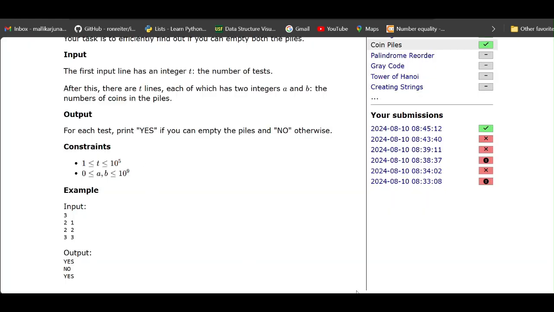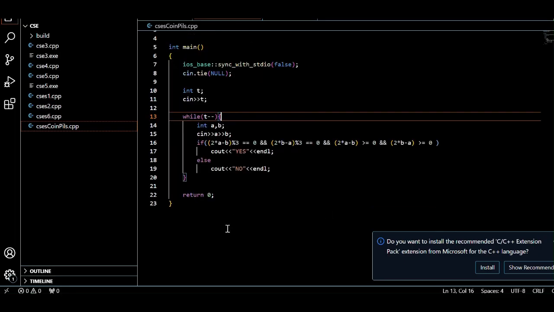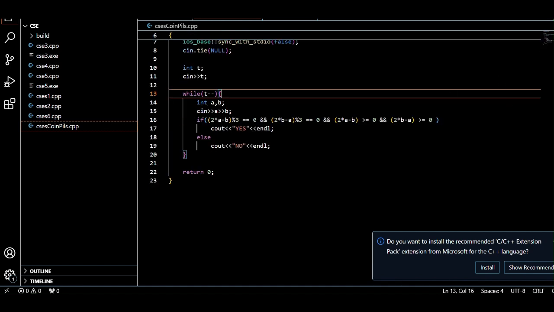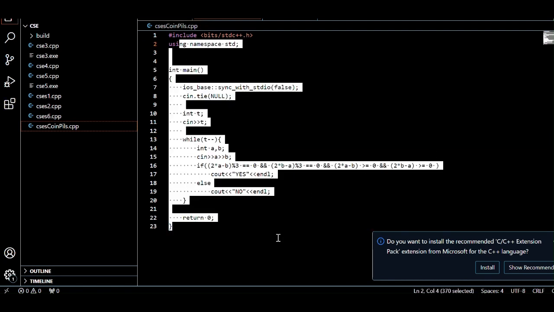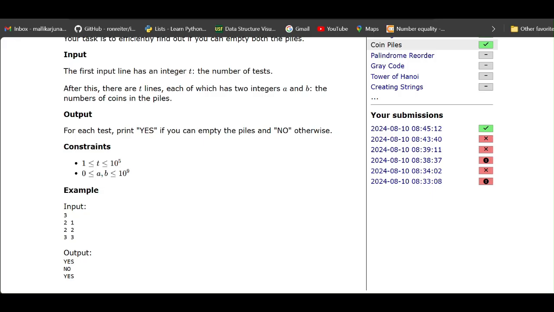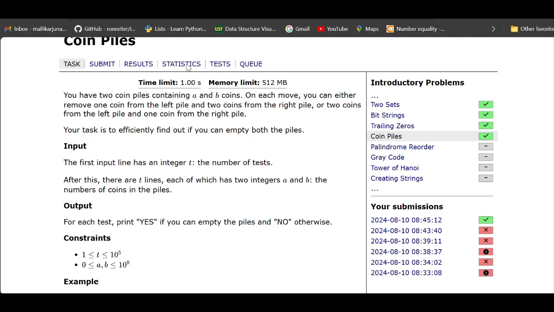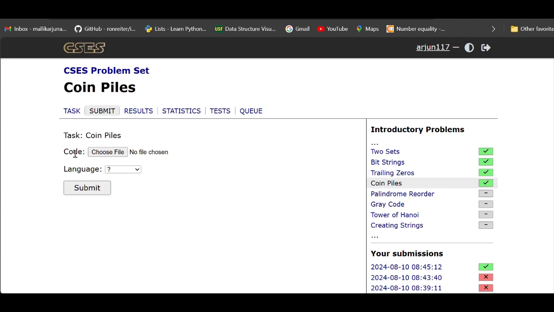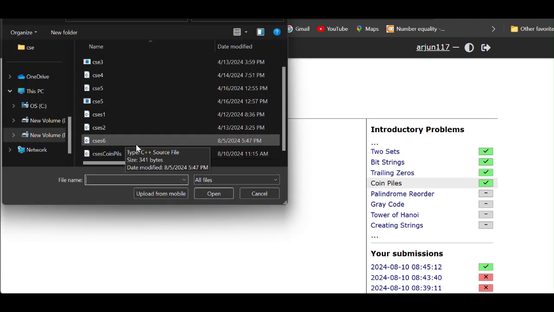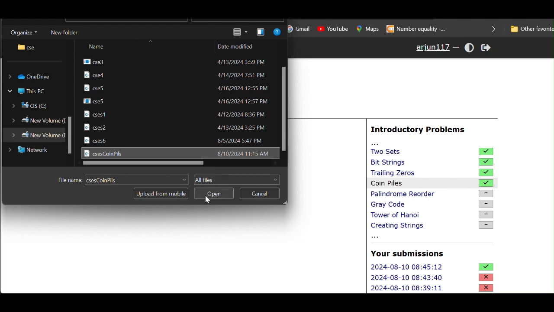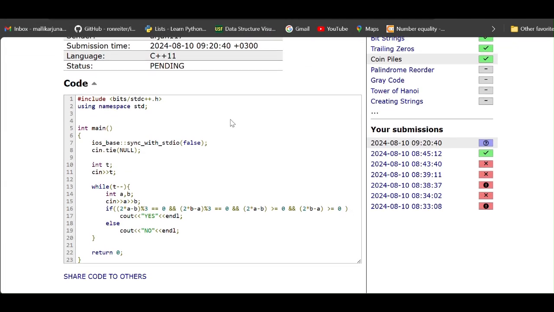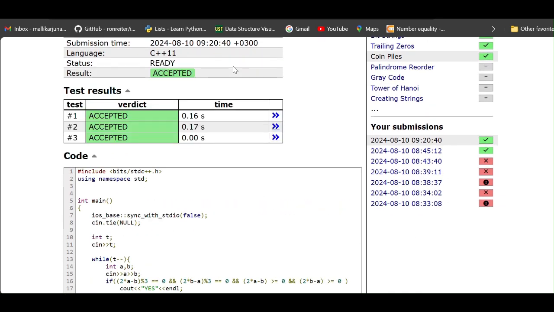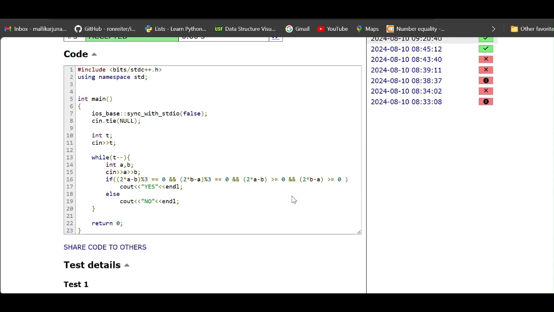The same code is present in my VS Code editor. You can check it, right? Then let us see the result. Choose file, coin pills problem, and then submit. So see, our code is accepted. Thank you guys.